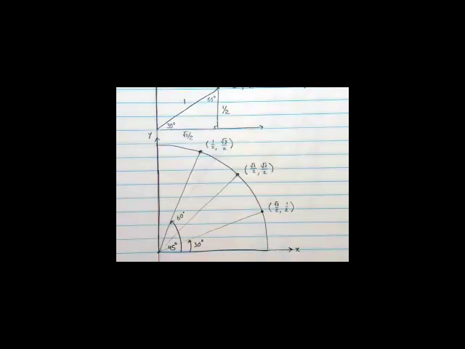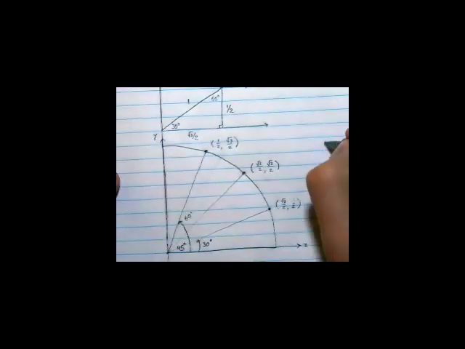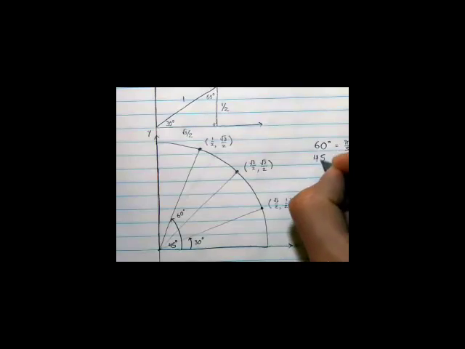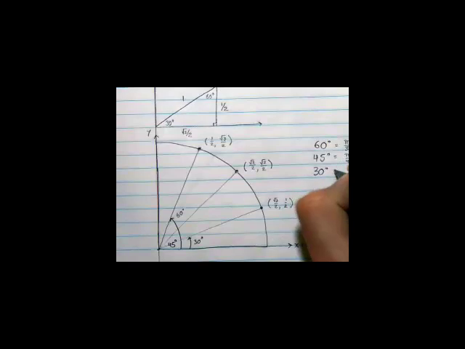Okay? And then I could also swap them into radians. Maybe off to the side here just as a reminder: 60 degrees is the same thing as pi over 3. 45 degrees is the same thing as pi over 4. And 30 degrees is the same thing as pi over 6.